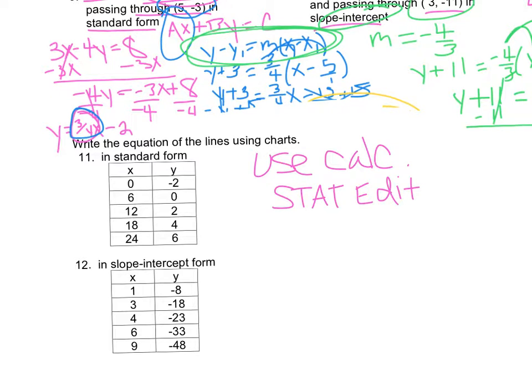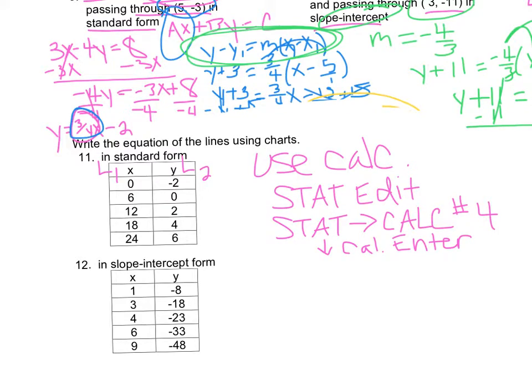Once you do stat edit, you're going to type that into L1 will be your x values, L2 will be your y values. So type those in. Once you have those entered in, you're going to go back to stat. You're going to go over to calc, so use that right arrow key. And then after you've done that, you're going to choose linear because we're trying to find the linear equation. So we're going to choose number 4. Once you do that, you're going to move all the way down to calculate at the bottom, and then press enter.